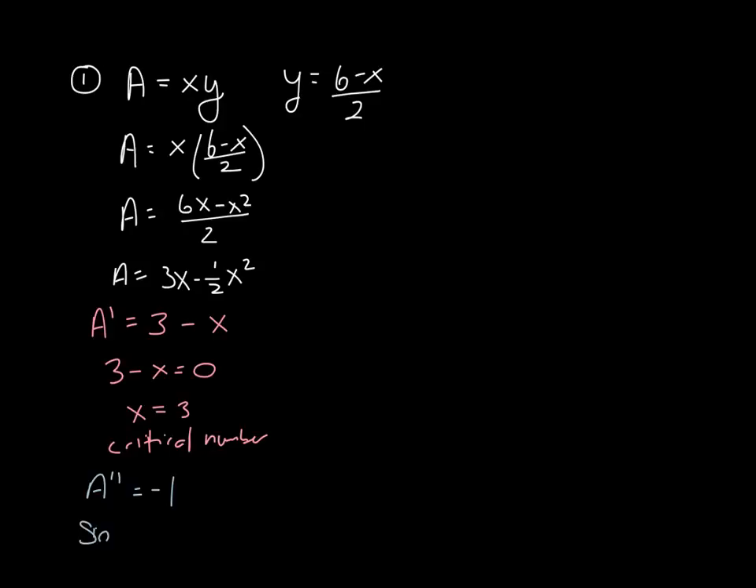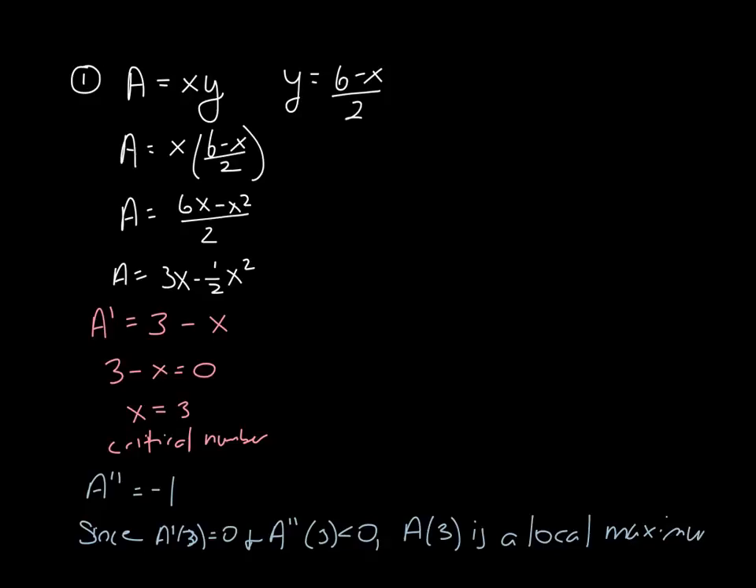So since A prime of 3 is 0, and A double prime of 3 is negative, that's an and, we can say A of 3 is a local maximum. Now the question asks us for the dimensions, so since we know that x must be equal to 3, here we've got x must be equal to 3.